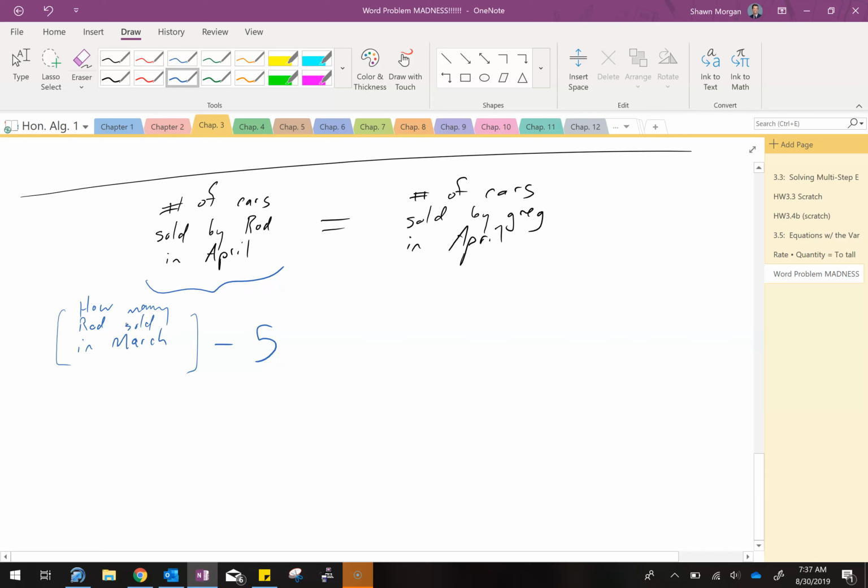So the number of cars that he sold in April is going to be 5 less than the number that he sold in March. Now, if I'm working a problem like this at speed, or if I'm on a test or something, I'm not going to write all these words out, but this is what's going on in the mind as you're working through the problem.